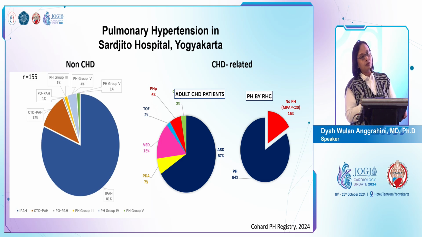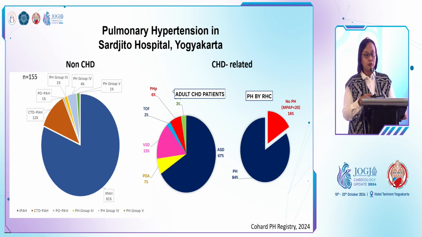But when it comes to congenital heart disease related, from around 2,000 patients referred to our registry, about 60% come with adult atrial septal defect, of course, because this will be a late diagnosis. And 84% of patients with adult congenital heart disease suffer from pulmonary hypertension confirmed by right heart catheterization.